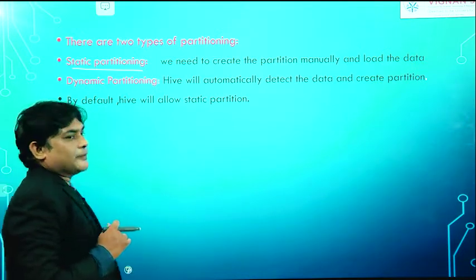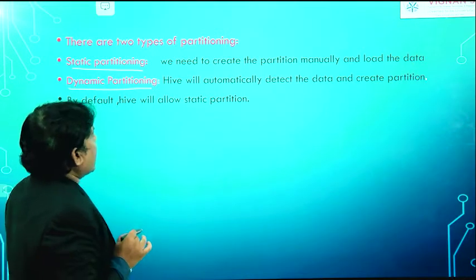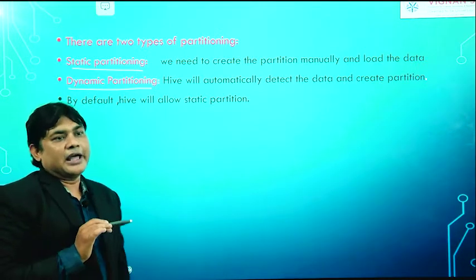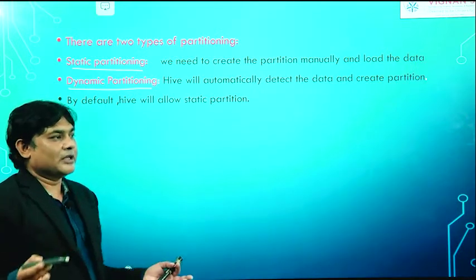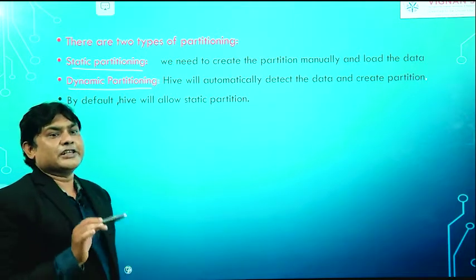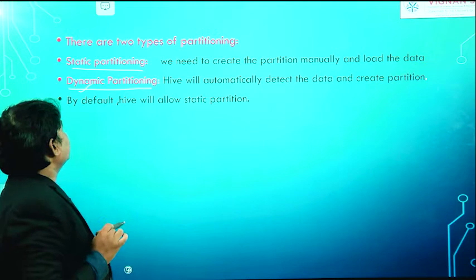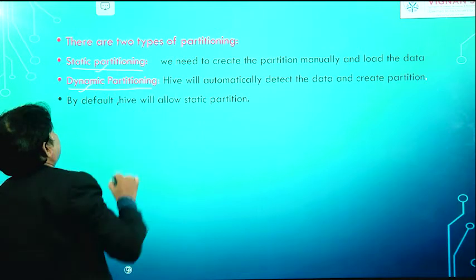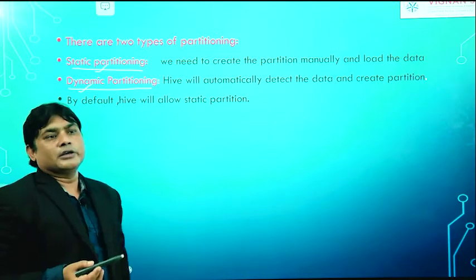The next type is called dynamic partitioning. In dynamic partitioning, Hive will automatically detect the data and create partitions based on the column. It is going to happen automatically. So if you want to create automatic partitions, we have to go for dynamic partitioning, and if you want to create manual partitions, Hive allows static partitioning. So we have two options: either static partitioning or dynamic partitioning.